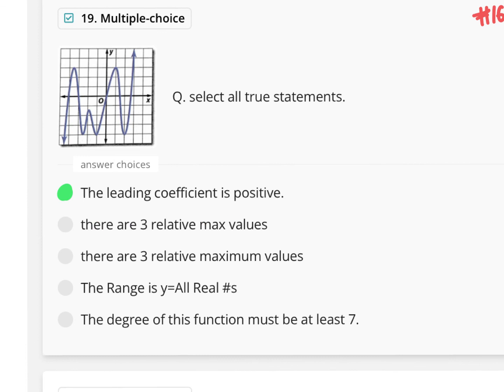Well, let's see. What do you guys think? True or false? Here's a max value. Is that the absolute max or is that relative? Relative. Here's another max value. Is that relative or absolute? Relative. This one's also relative. So yes, it really does have 3 relative max values.